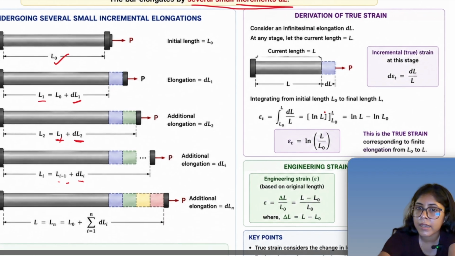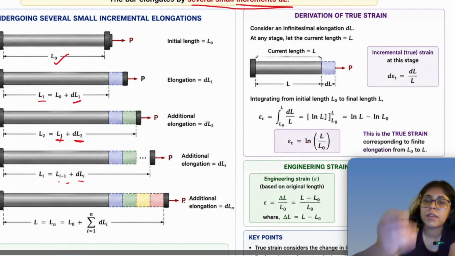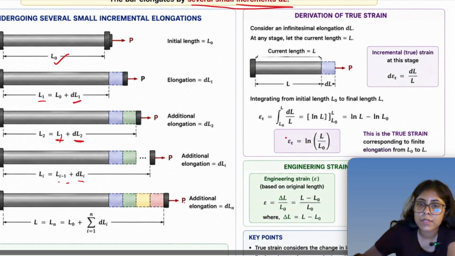So if I integrate this from L naught to L, the initial length was L naught and the final length will be L after the full effect of the load that was applied. So if I integrate dL upon L from L naught to L, we get ln L minus ln L naught. So my true strain comes out to be epsilon t, which is nothing but log of L upon L naught.